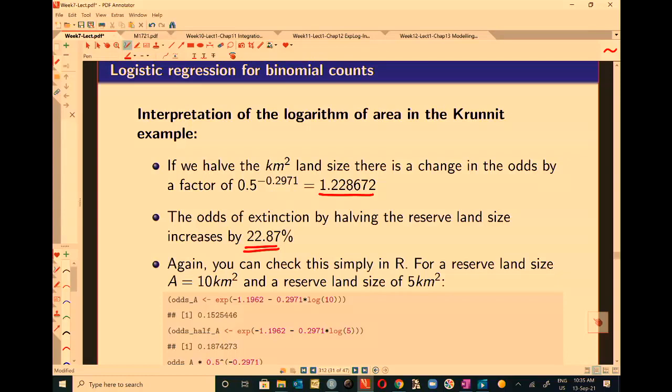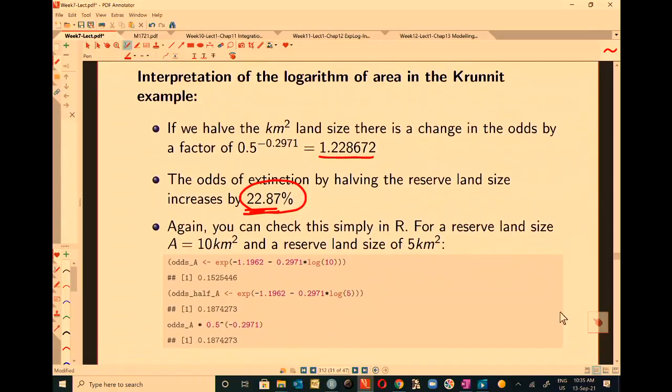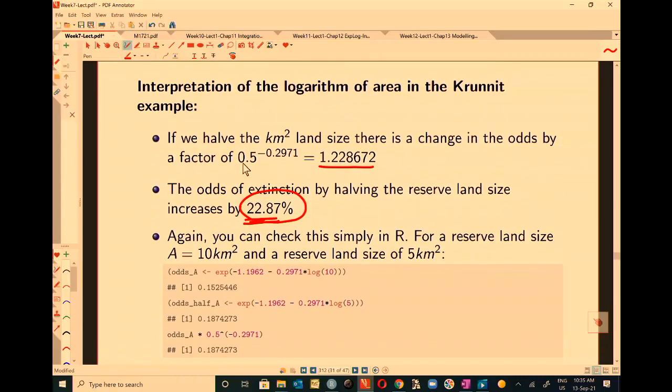If you halve it, it becomes 122% of what it was before. It's easy to say it this way, saying that it actually has increased by 22% or 23% in this case. And again, you can check that by calculations, but it's the interpretation here of this idea that you've got 0.5 to the beta that's important here. Now, this idea of k to the beta holds because I had log of area.